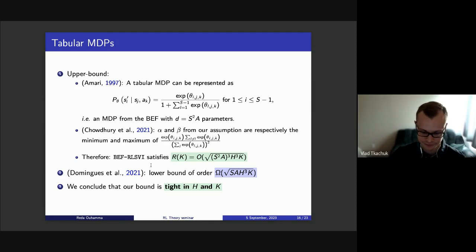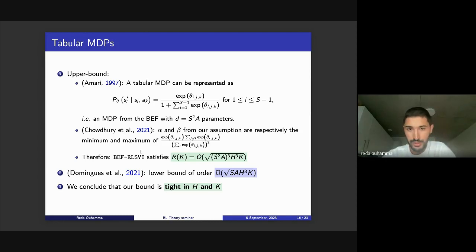Sorry. Okay, so the purpose of this example was not to show that this BEF is the perfect representation for the tabular MDPs. It's just to show that if we use it, then we would have this type of bound. And comparing with the lower bound of Dominguez et al. 2021, so this is the lower bound they have, we can conclude that the bound, at least in this case, is tight in its dependence on H and K. We can talk about the dependence on the dimensionality at the end if you want, but we still have some doubts in the general case for the BEF, whether this is the optimal bound or not.